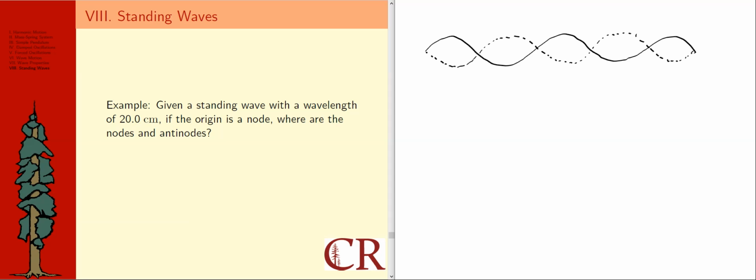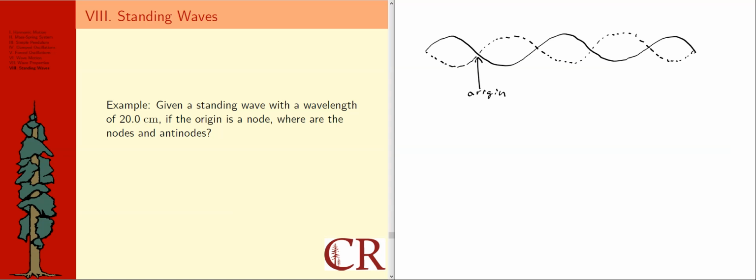But based on this, we can identify things like nodes and antinodes and look at how we use this information about the wavelength. Well, it says the origin is a node. So maybe I'll just arbitrarily decide that this node right here, let's make that one the origin right there. And then we're told that the wavelength is 20 centimeters.